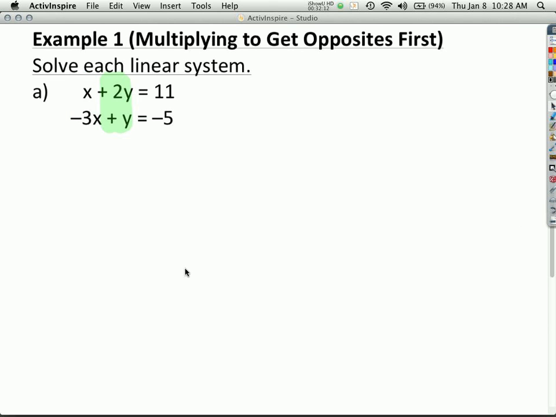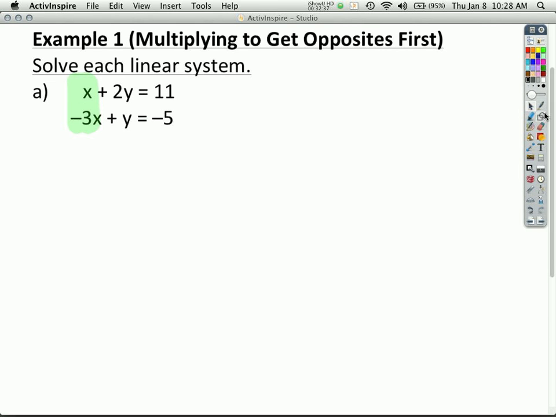Do we have opposites? No. And we're not worried about the constants. We're talking about opposites with the x's or the y's. So since we don't have opposites, what we have to do is make opposites. Okay, and here's something that you never learned before. To make opposites, what we are allowed to do is multiply an entire equation by a number.